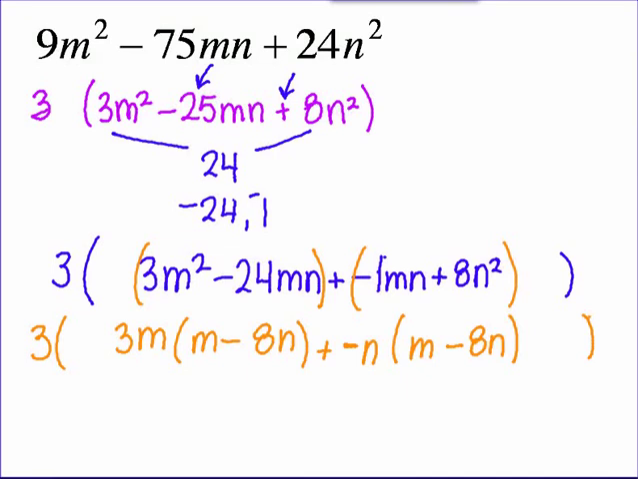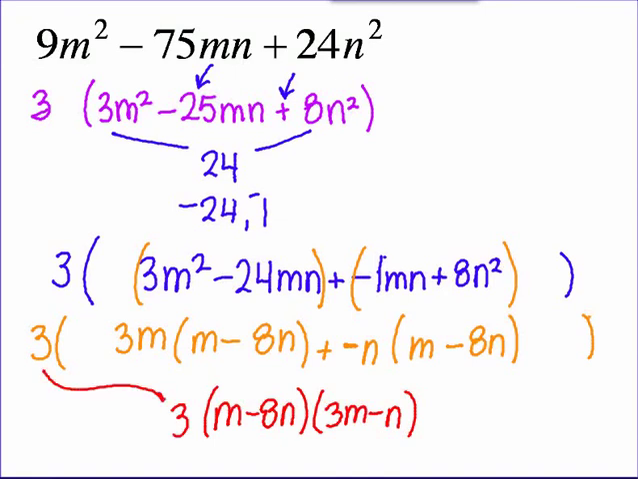All right. So what is one of your quantities? m minus 8n. Good. What's your other one? 3m minus n. And then last but not least, I have a 3 out front that I need to bring down. And there you go. Now, for some of you that don't think you need the 3, you do, because in the original problem, our first term is 9. If you leave that 3 out, your first term here will be 3. All right, questions?